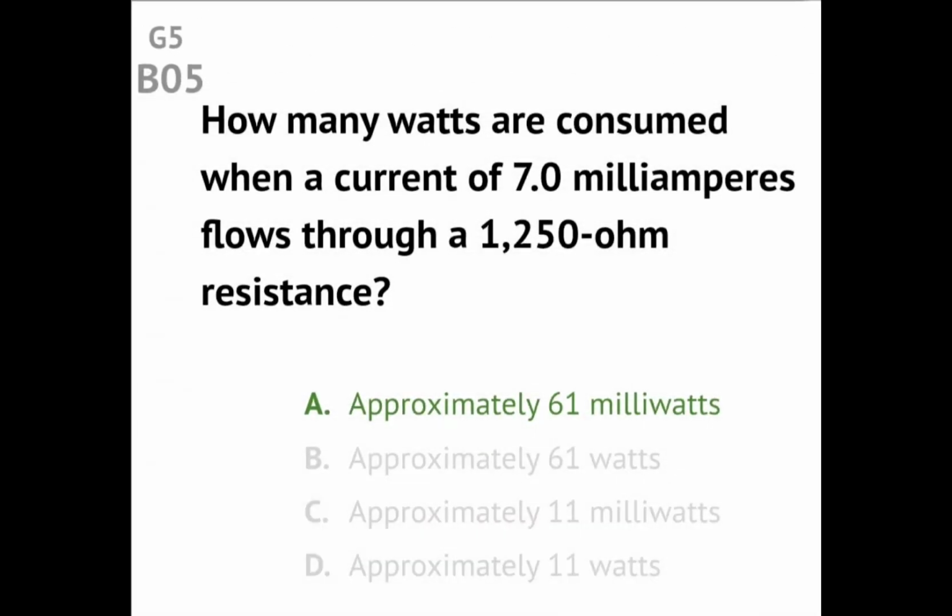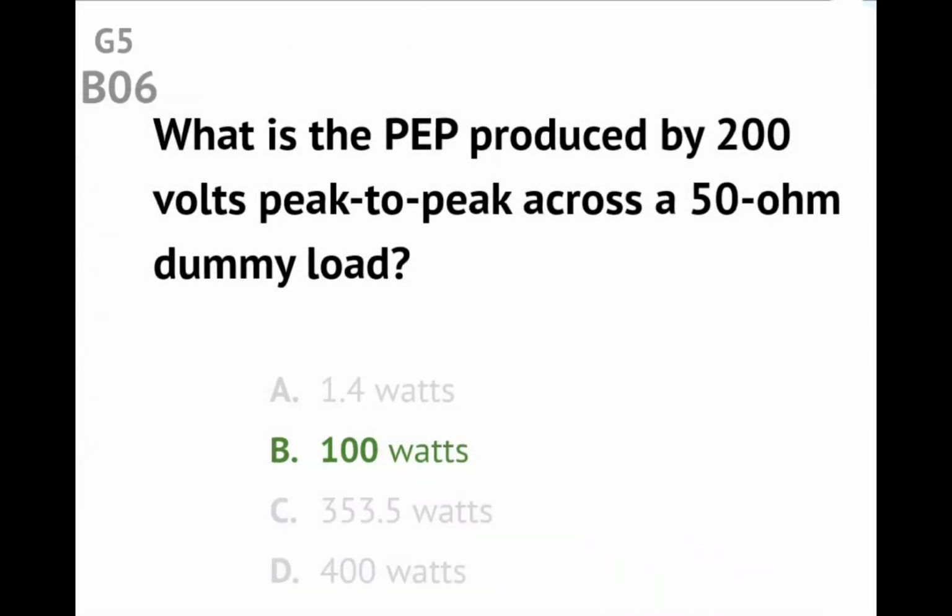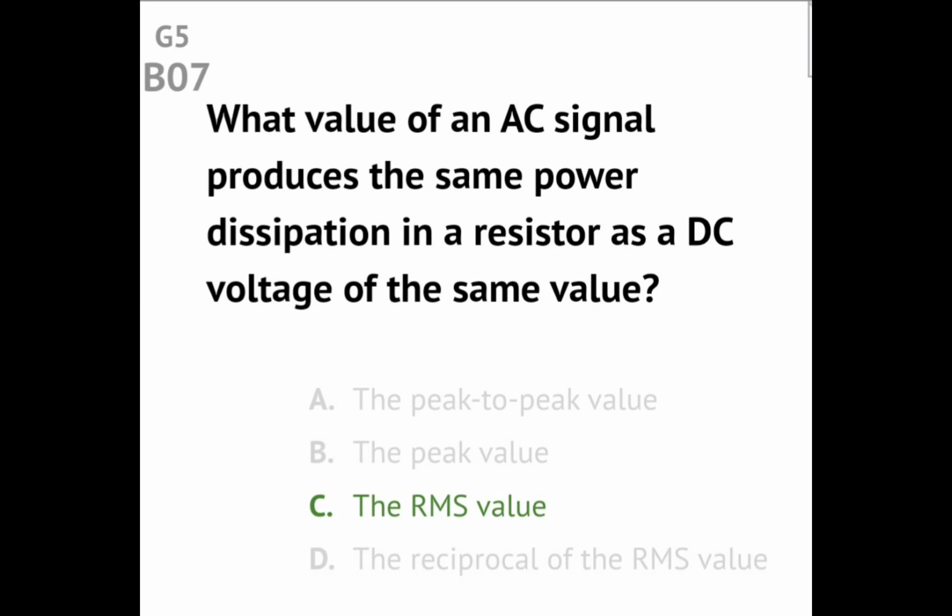Question G5B05. How many watts are consumed when a current of 7 milliamperes flows through a 1250 ohm resistance? Answer: approximately 61 milliwatts. Question G5B06. What is the PEP produced by 200 volts peak-to-peak across a 50 ohm dummy load? Answer: 100 watts.